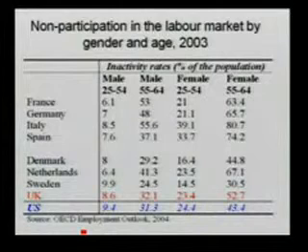But now we can look at non-participation in the labor market. These are what are called inactivity rates. It means people who are not working and who are not unemployed: people that stay at home or just don't participate in the labor market. And I divide by gender and by age. We start from the females. I guess it's better to start from there. The older female and the younger female.